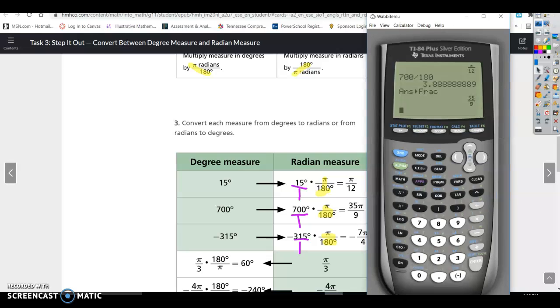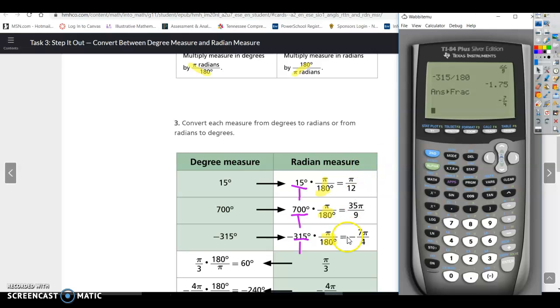Same thing here. I can do negative 315, and then I can do divided by 180. And it should be the same sign, because it doesn't matter if it's in degrees or radians. Remember, the positive or negative determines which direction the angle rotates in. So this becomes negative 7/4 pi. So when I'm going from degrees to radians, multiply by pi over 180, keep the pi. Radian measure is in terms of pi.